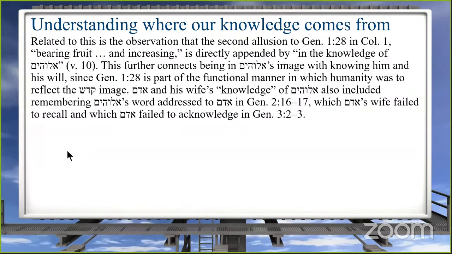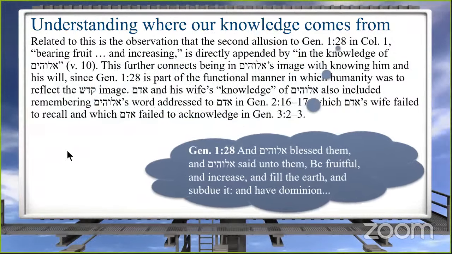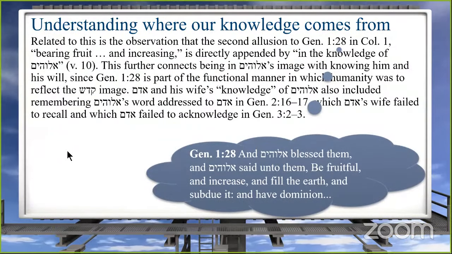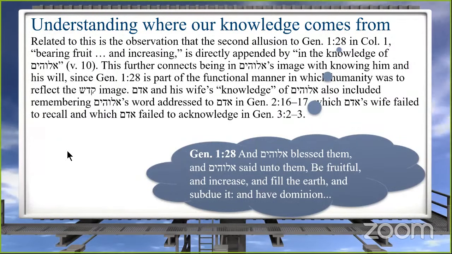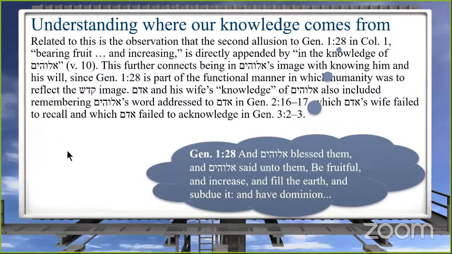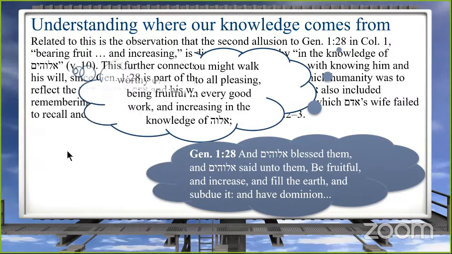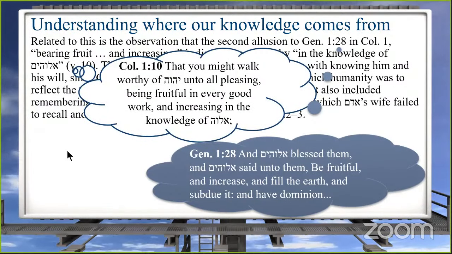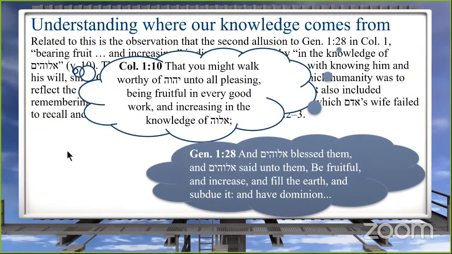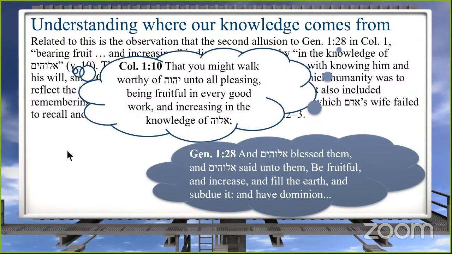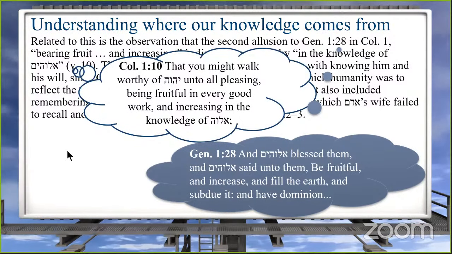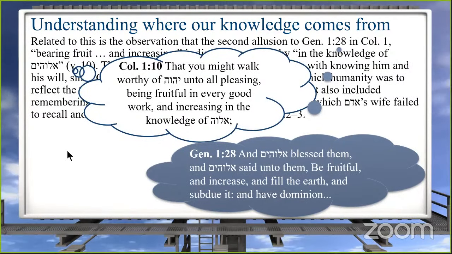So Genesis 1:28, just to give you a visual. It says, and Elohim blessed them, and Elohim said to them, be fruitful and increase and fill the earth and subdue it and have dominion. Of course, Colossians said that you might walk worthy of Yahuah unto pleasing, being fruitful in every good work and increasing in where? In the knowledge of Yahuah. Why can't I get the knowledge from the tree of good and evil?